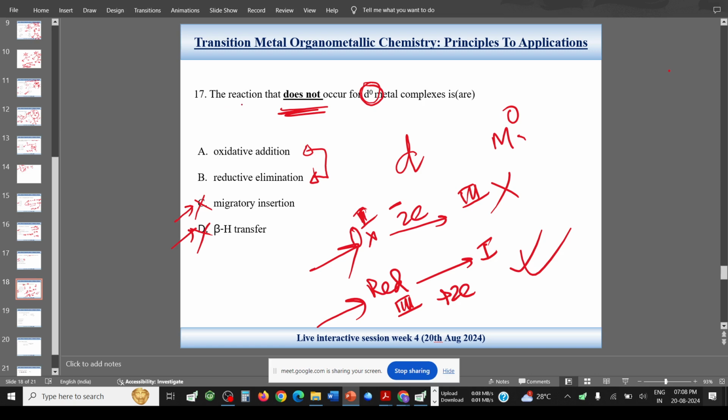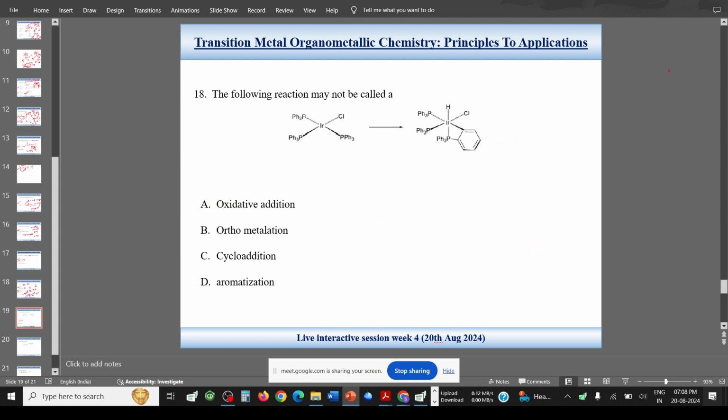So here the question is the reaction that does not occur. That means this oxidation reaction is not possible for a d0 system. So option A will be the right answer. Is this clear? Yes, sir. Okay. The next question. This you can also solve the same way I solved the previous one. That is the approach of the question.